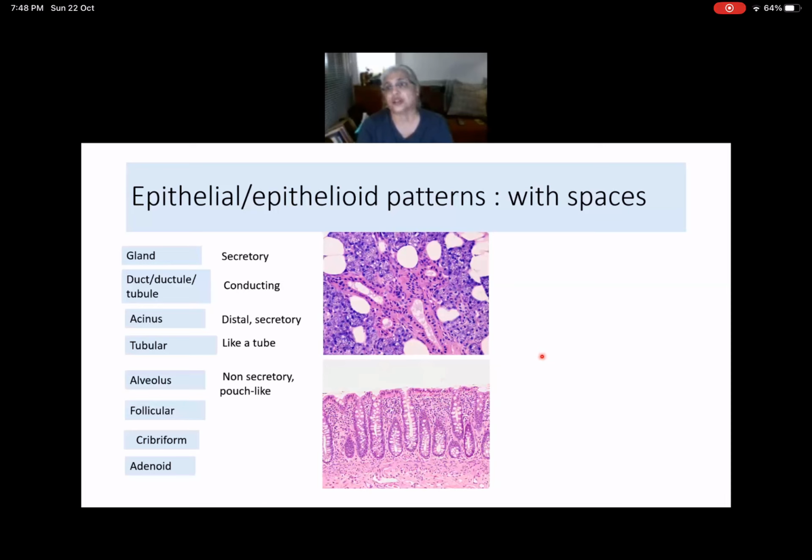All right, now let's come to alveolus. What is an alveolus? You know that we have alveoli in the lung. They're non-secretory pouch-like structures. You know that an alveolus is an end structure that is like a pouch. Do you know why we call the alveolar mucosa the alveolar mucosa? Do you know what an alveolar mucosa is?